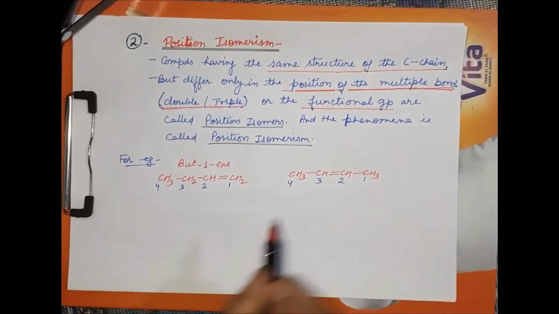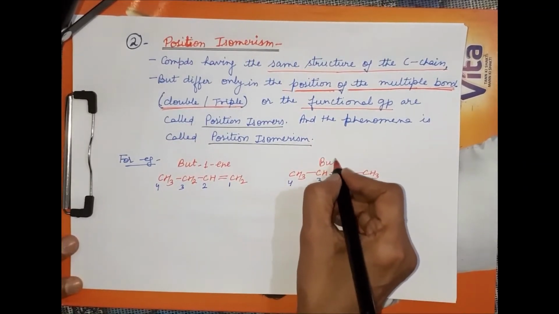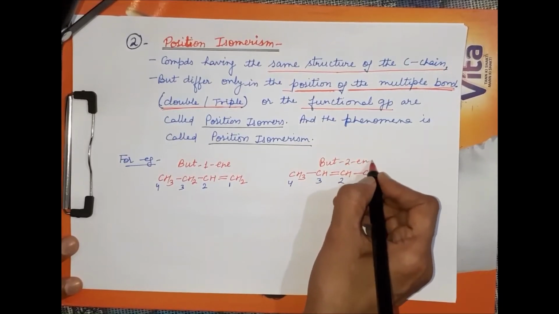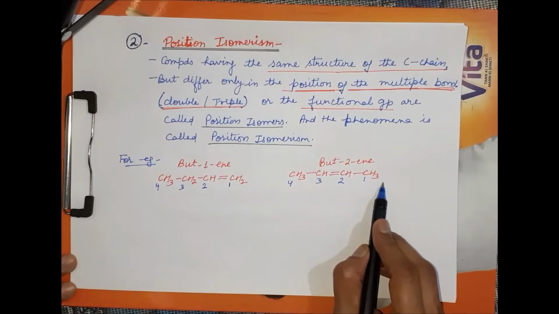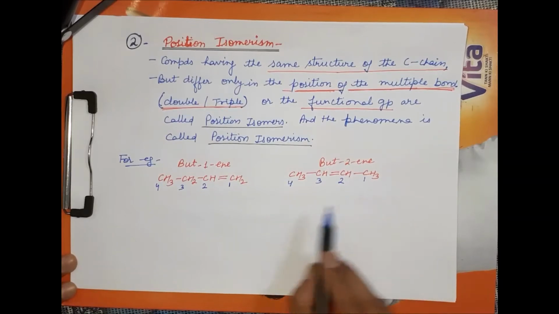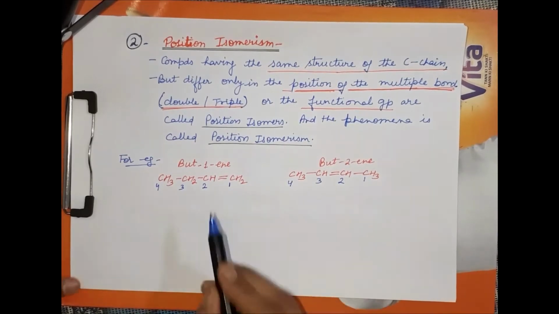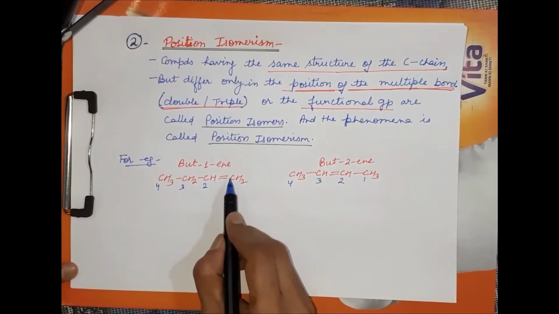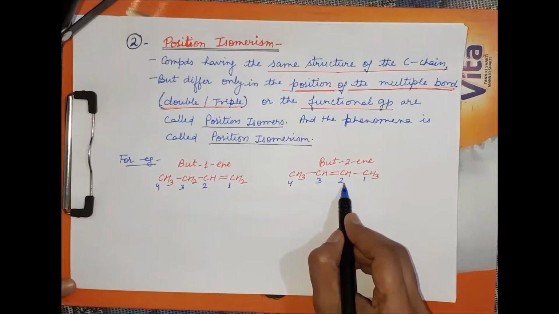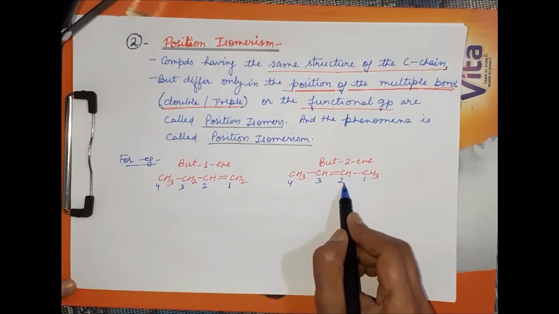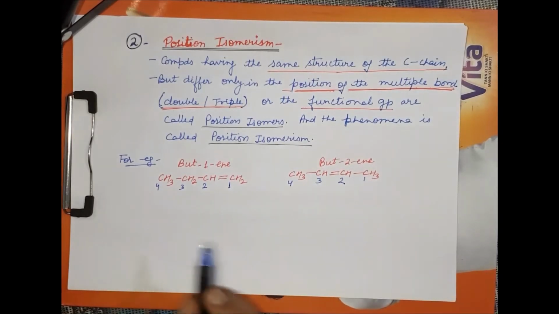So the name for this will be but-2-ene. We can see both of them differ only because of the position of the double bond. Here the position of the double bond is at the first carbon atom, and here the position is at the second carbon atom. So that is why it is called position isomerism.